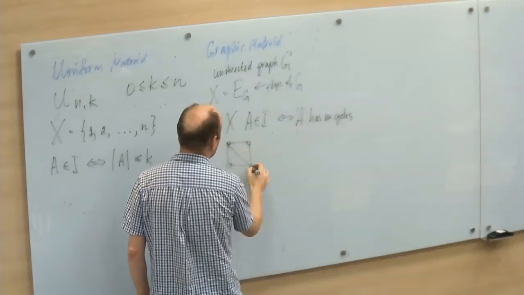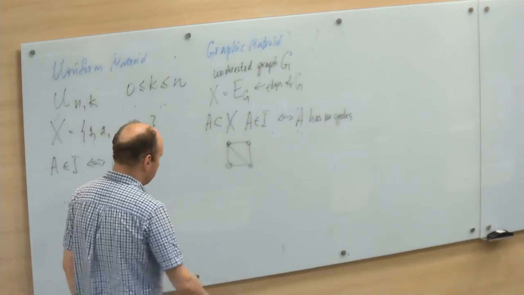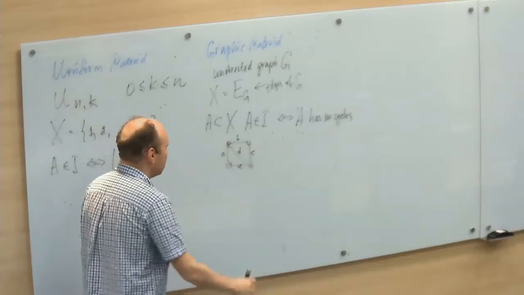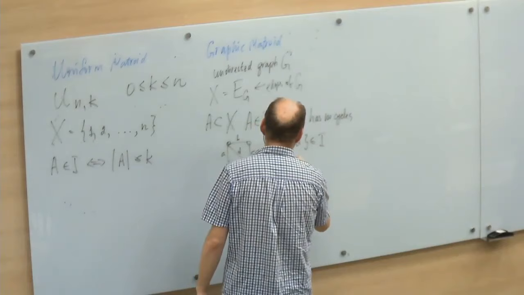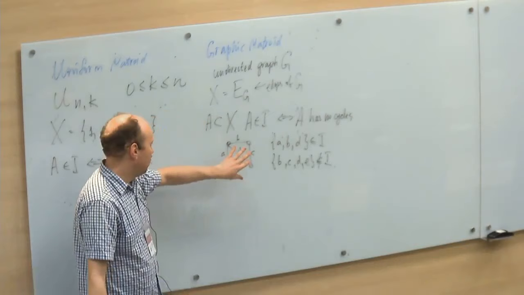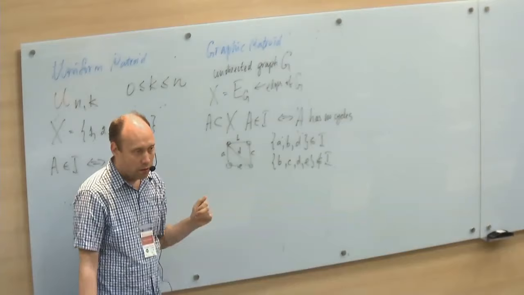Its edges are objects. So we have A, B, C, D, E as objects. So the set A, B, D is independent because it has no cycles. And the set, for example, B, C, D, E is not independent because it has a cycle B, C, D. B, C, D is a cycle, so it's not independent.